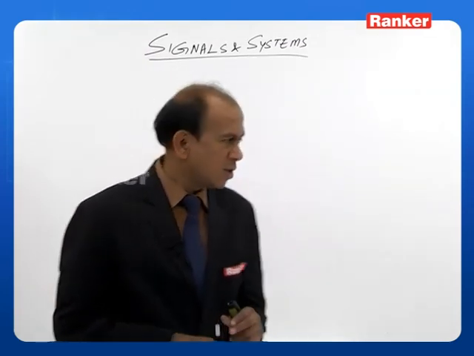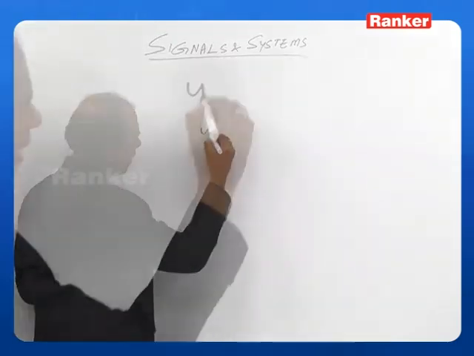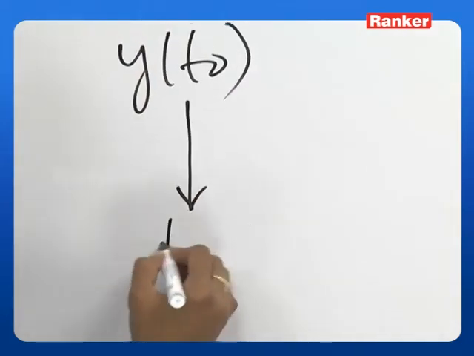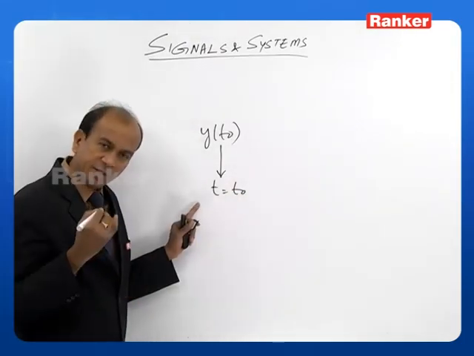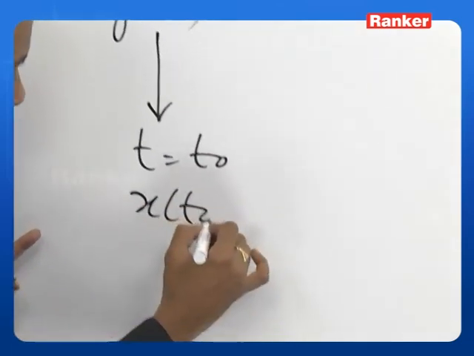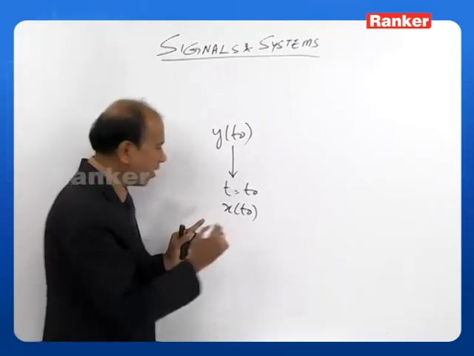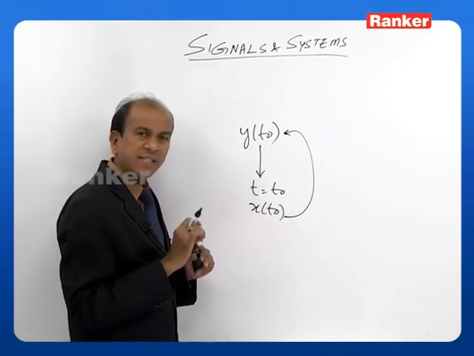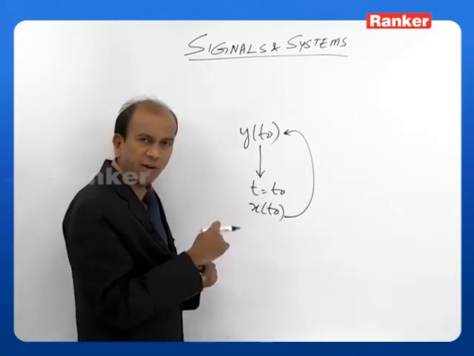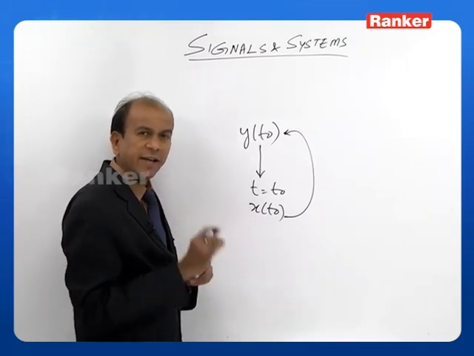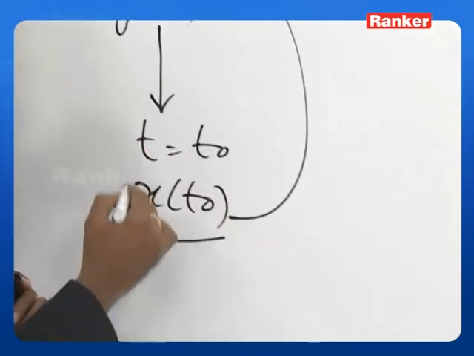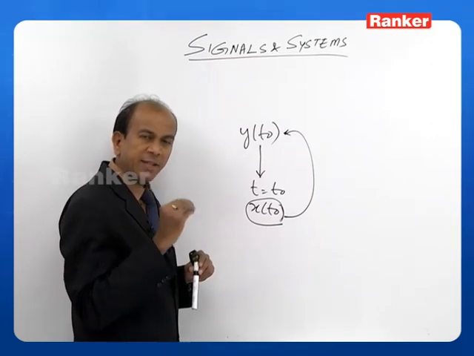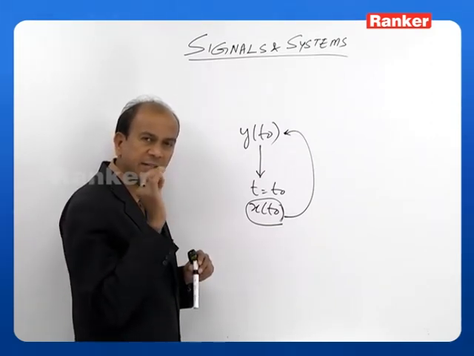Okay, memoryless system. So what is a memoryless system? A memoryless system is y of t naught, which is purely dependent on the time at which the input is applied, that is t equal to t0, that is x of t naught. So the input x of t naught is applied, and the output y of t naught is exclusively dependent on x of t0. That is, my output is based only on the input applied at a certain instant of time.